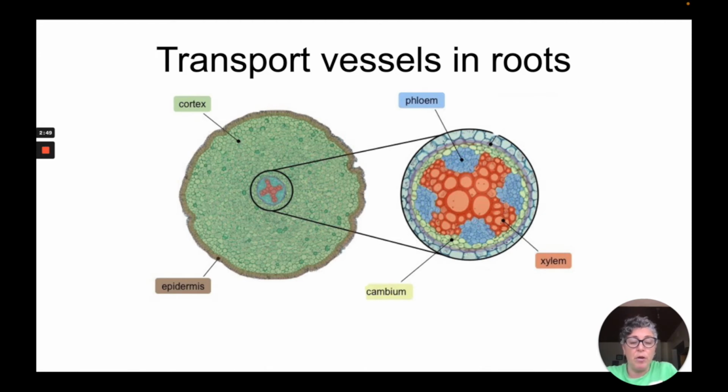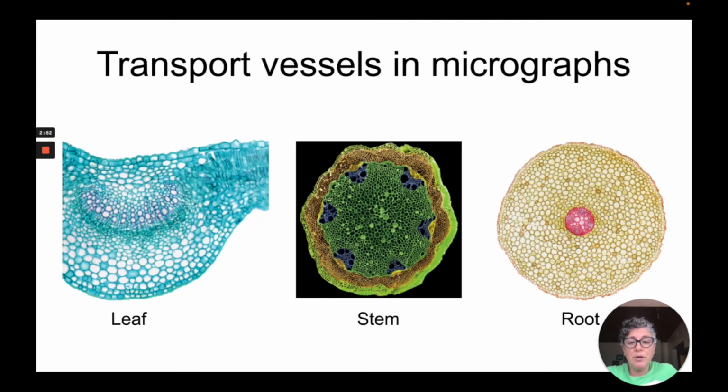So let's take a look at all three of these in combination. These are the transport vessels in electron micrographs: the leaf, the stem, and the root. Let's identify both of those components. The xylem in the leaf, again, is going to be towards the upper surface of the leaf. We're looking at the main vein in this leaf image. For the stem, the xylem is going to be facing the center of the stem, and in the root, it's going to be that T or X shape that forms from the multiple xylem vessels.